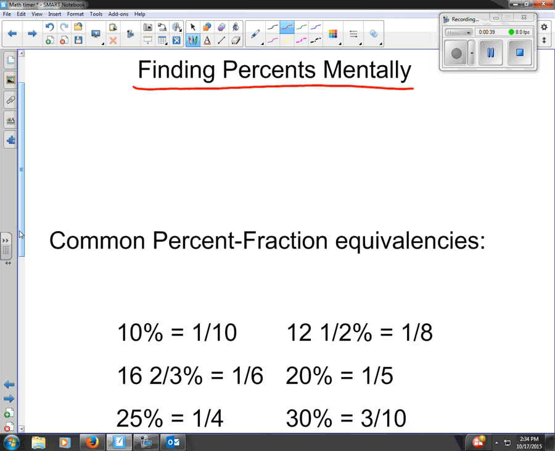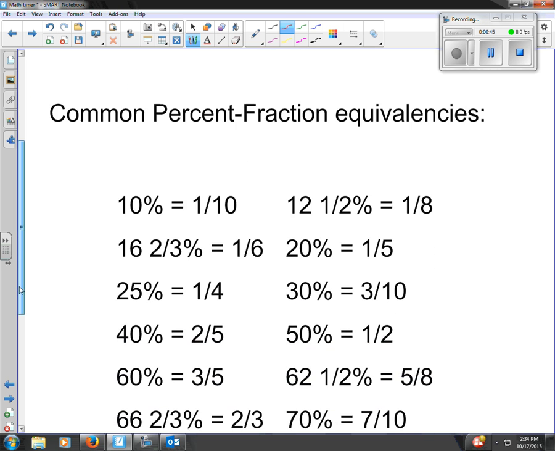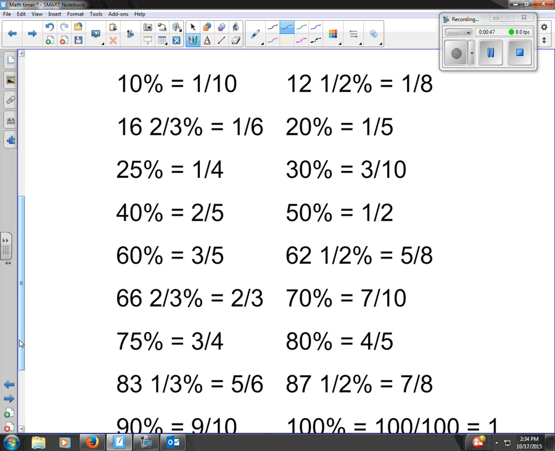So here are some common percent to fraction equivalencies, okay? I wrote them all here. They're pretty common that we use. Obviously, 10%, if you write it as a fraction, is 1 over 10. With the computer, I couldn't really write it this way. It's 1 over 10, okay? And then 12 and 1/2%, well, that's 1 over 8 as a fraction.